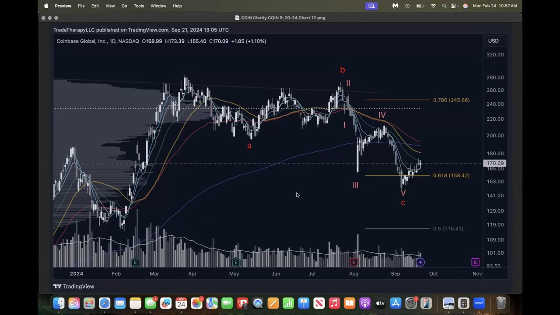Coinbase was our Clarity Spotlight this weekend. Today is Monday, February 24th. This weekend, for those of you who have had a chance to read the article, we started with where we left off in September. And so if you look here in September, we were talking about this corrective wave.